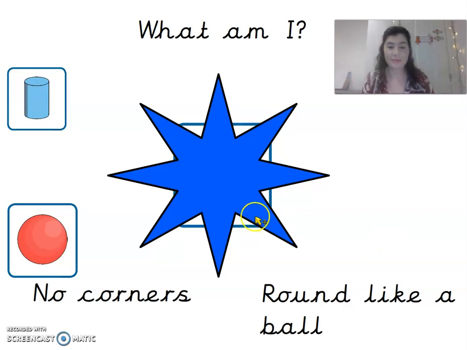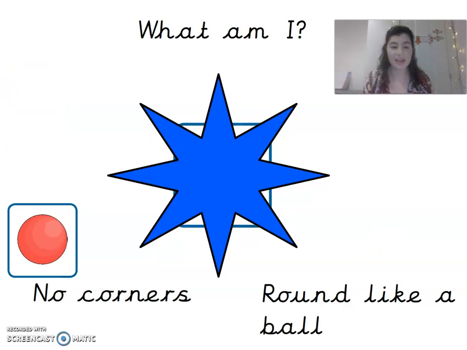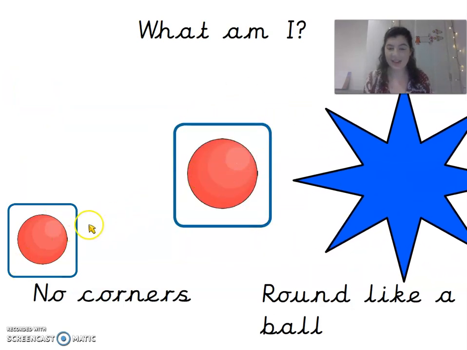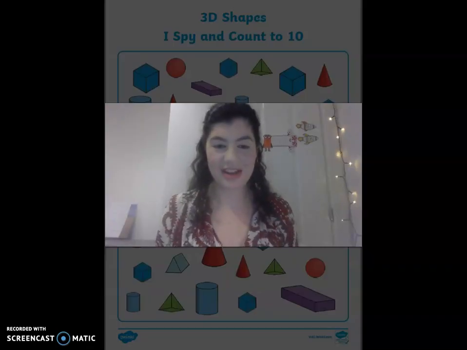See if we're right. So we said it's not the cylinder. Is it the sphere? It is the sphere. We got it right. Well done. Give yourselves a big thumbs up. Fantastic work. Well done, everybody. You've worked really, really hard today.